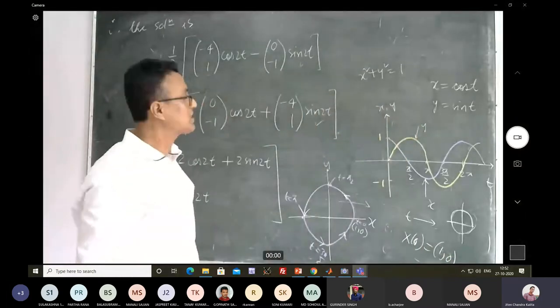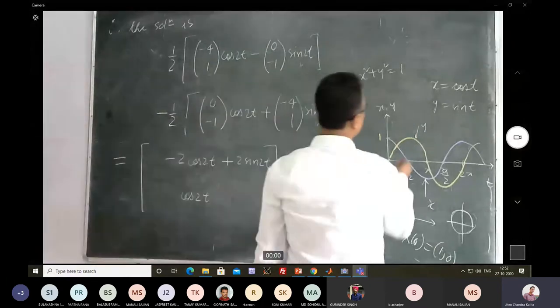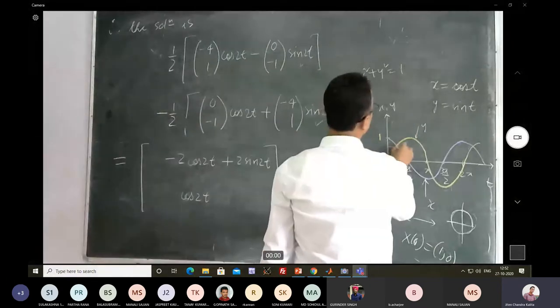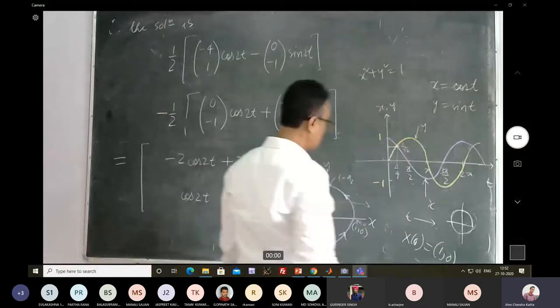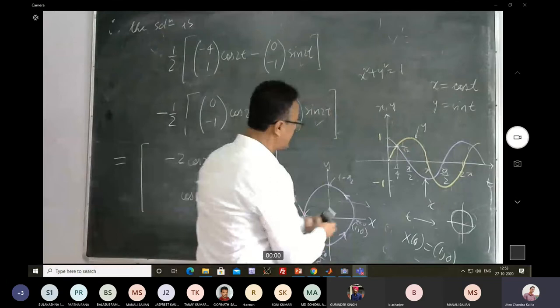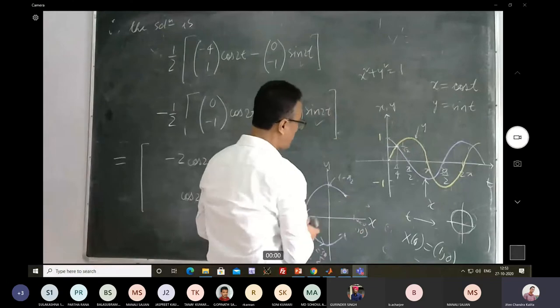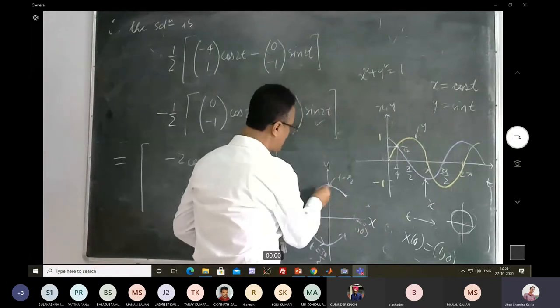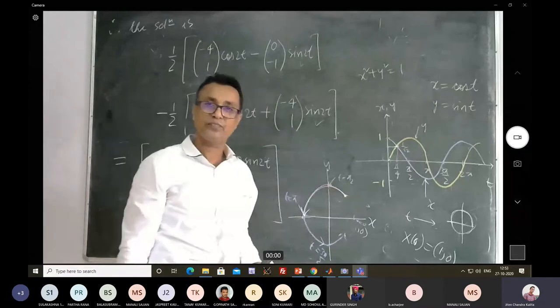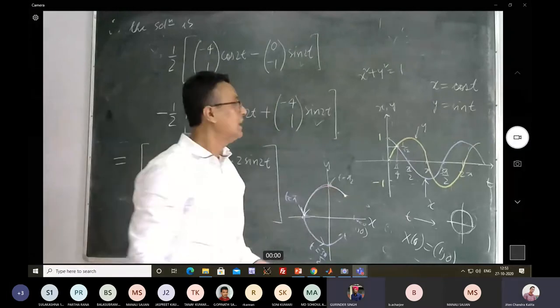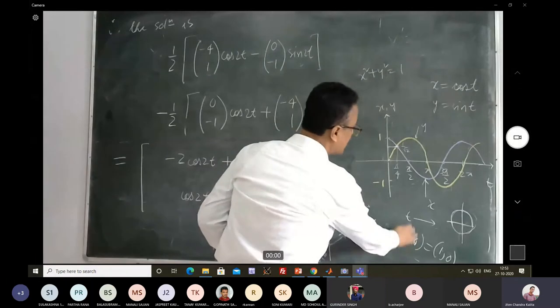I could have started somewhere else. I could have started somewhere here. This will be corresponding to pi by 4, where the values are going to be 1 by square root 2. Had I started with pi by 4, it would have evolved like this. It would have evolved from here. Are you getting my point?